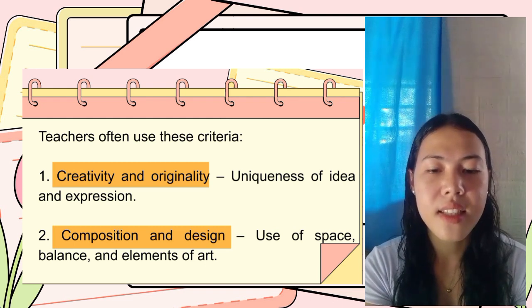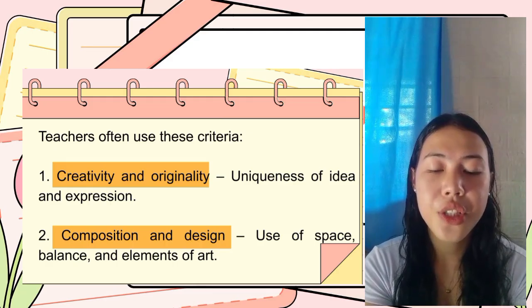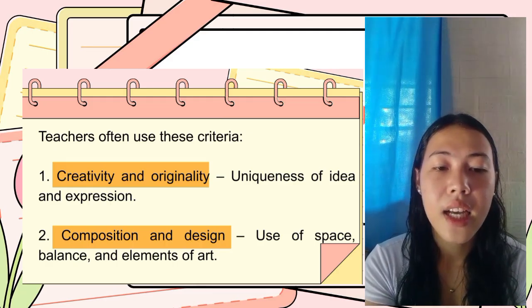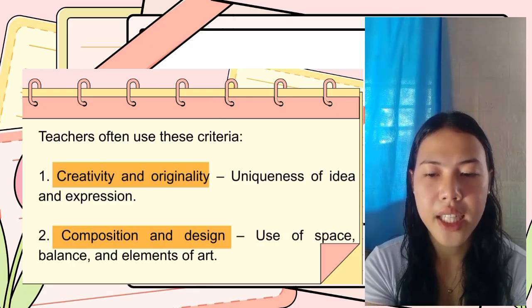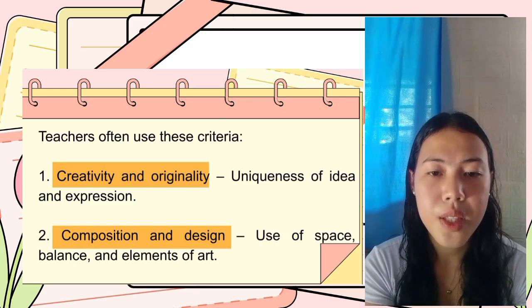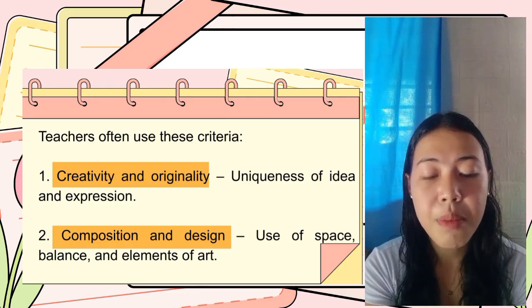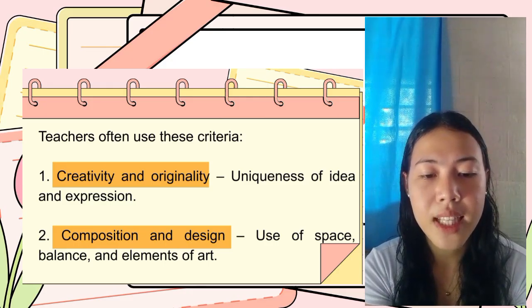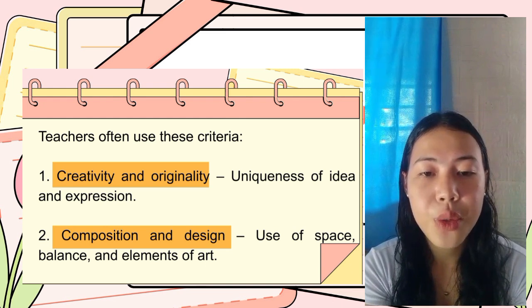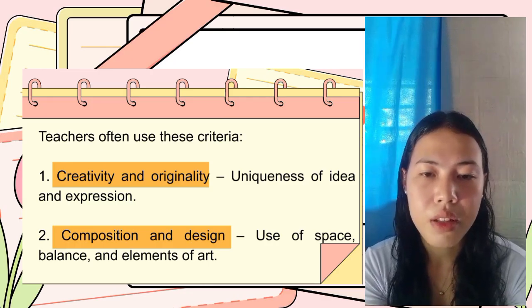So, next is composition and design. Use of space, balance, and elements of art. This focuses on how the elements of art, the line, shape, color, texture, and space are arranged. A good composition is balanced, well-planned, and visually pleasing. It shows how well the student understands design principles.